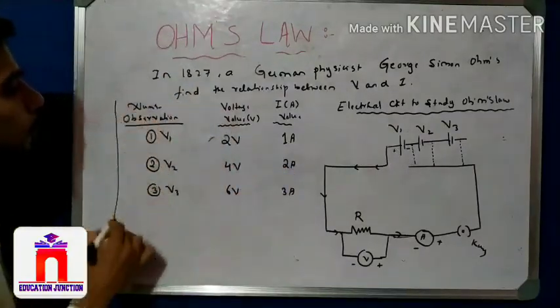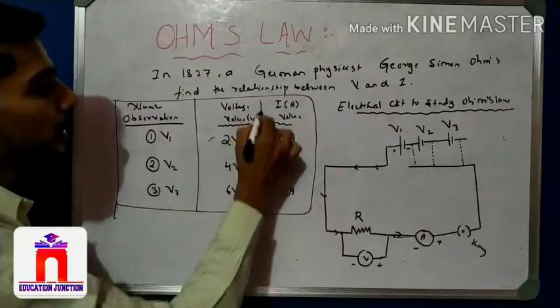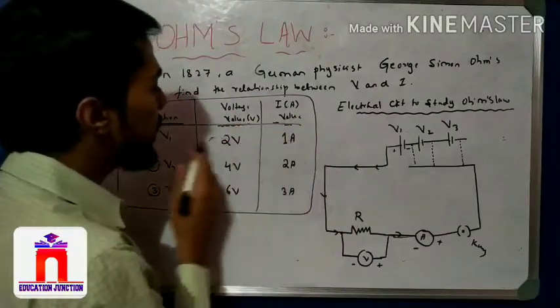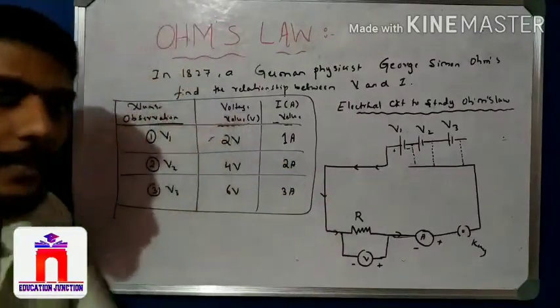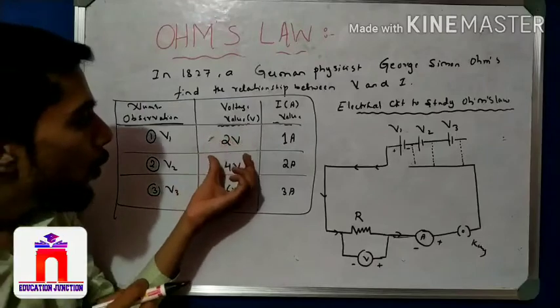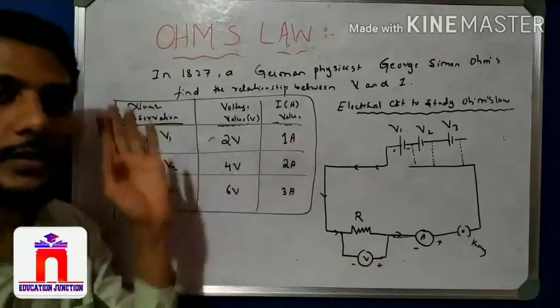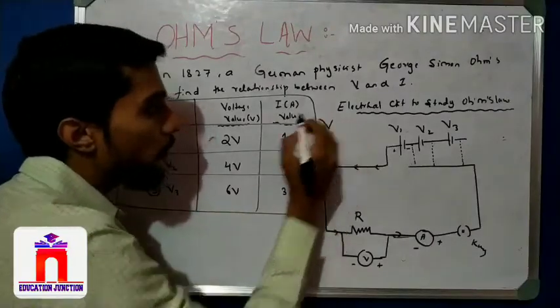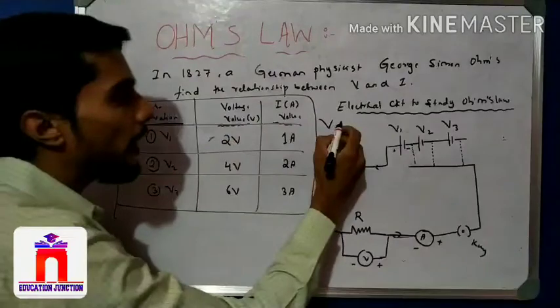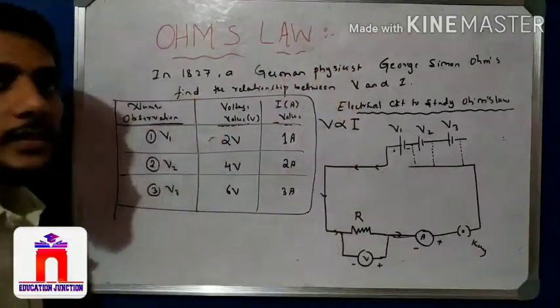So this is Ohm's law. We have taken 3 observations here, but you can take any number of observations. In every observation we see that whenever the voltage increases, the current in the circuit also increases. So that is the first observation of Ohm's law: whenever V increases, the current is directly proportional, I also increases.